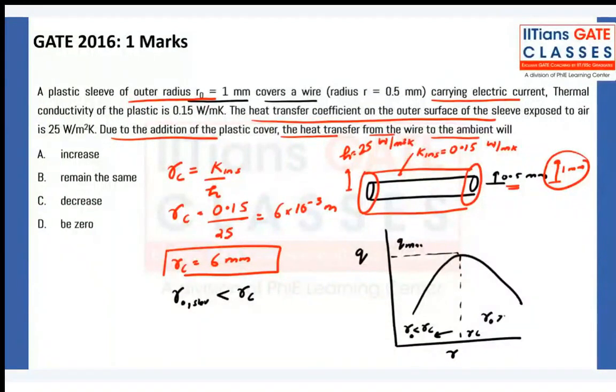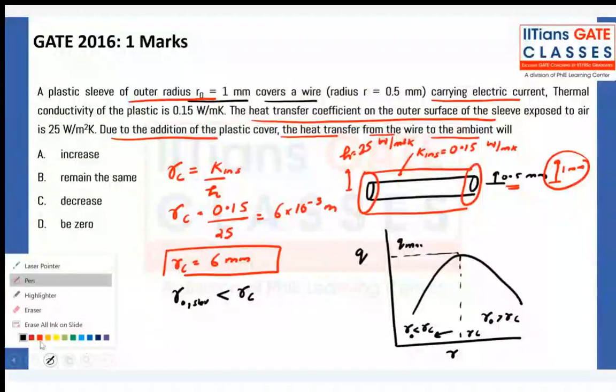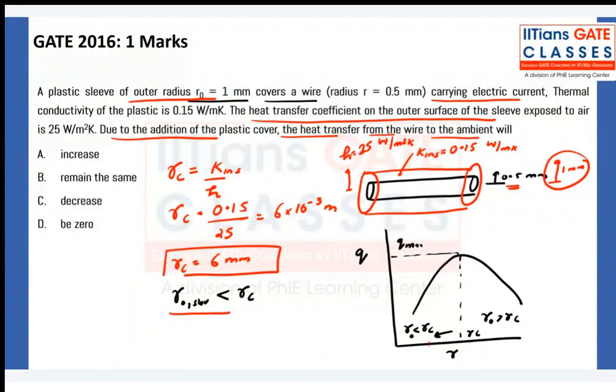Now, because my R naught is less than RC, for example, somewhere here is my RC. So if I increase my R naught, then I'll go this side. That means heat transfer will increase. It will reach a maximum at RC and it will reduce after that. So first of all, it is going to increase. If the option says it will increase, then become maximum and then decrease, then that will be the correct answer. But here there is no such option, so it will increase. That is the right option. Okay. Clear? So Q will increase.